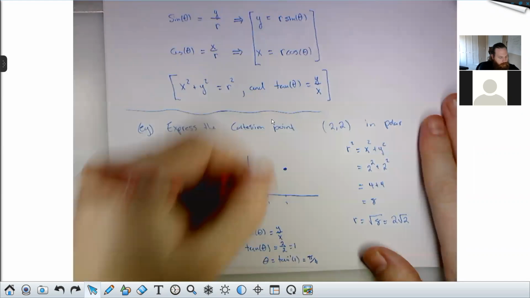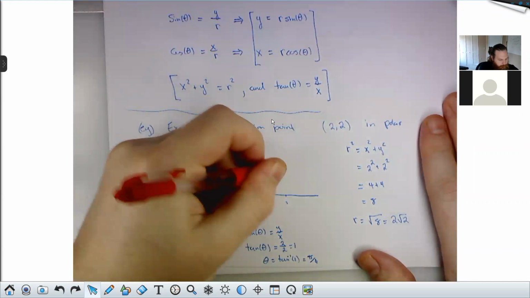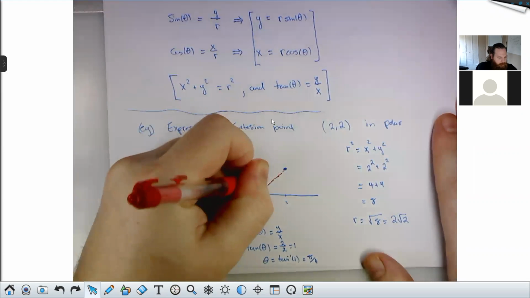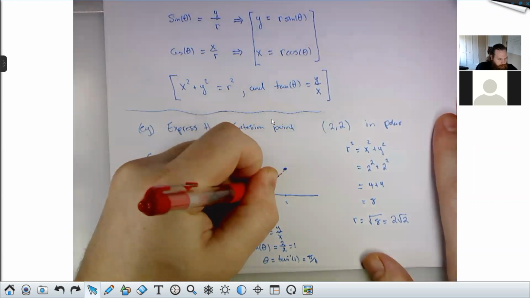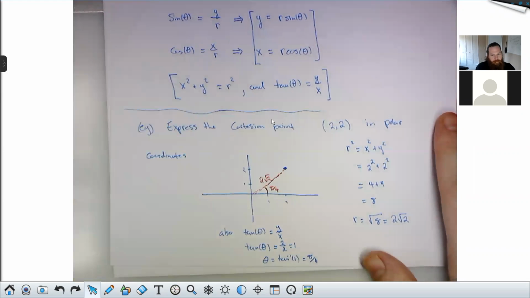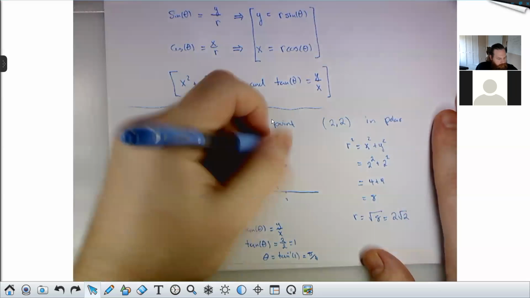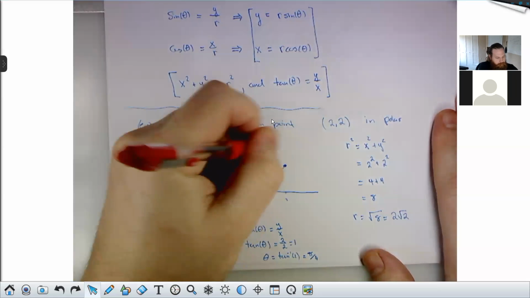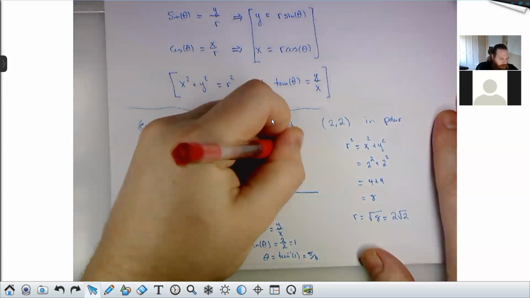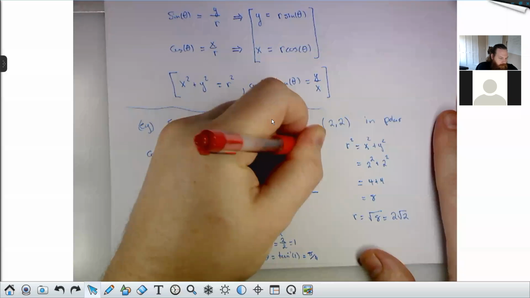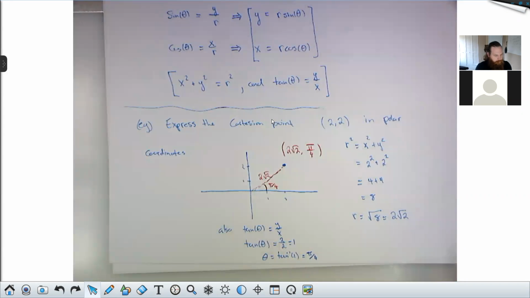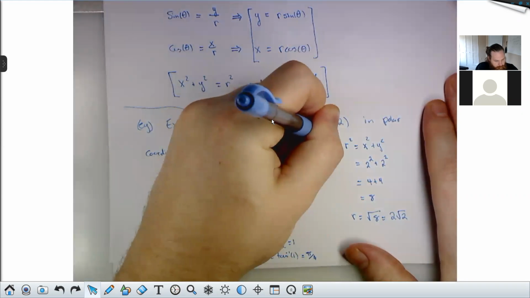Okay, so this r here, this radius, this distance from the origin is 2 root 2, and this angle in here is pi over 4. In other words, the polar coordinates for that point, r comma theta, would be 2 root 2 comma pi over 4. And remember, it's always r comma theta. These guys are the same.